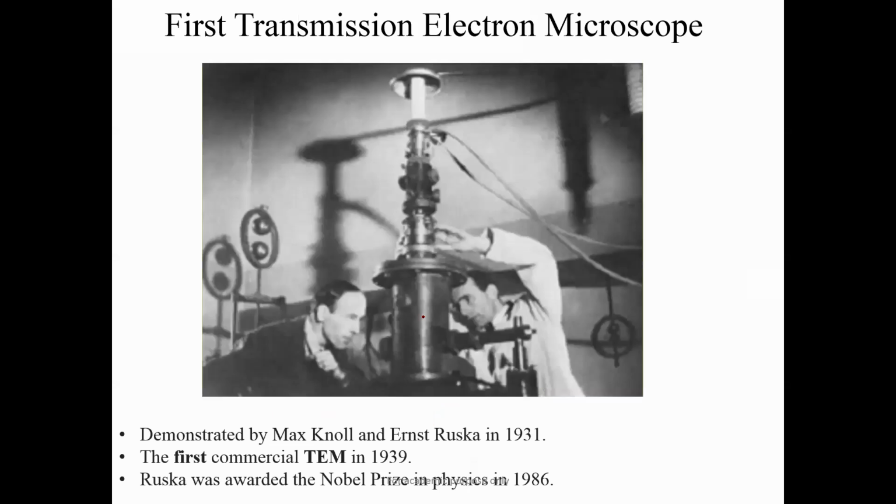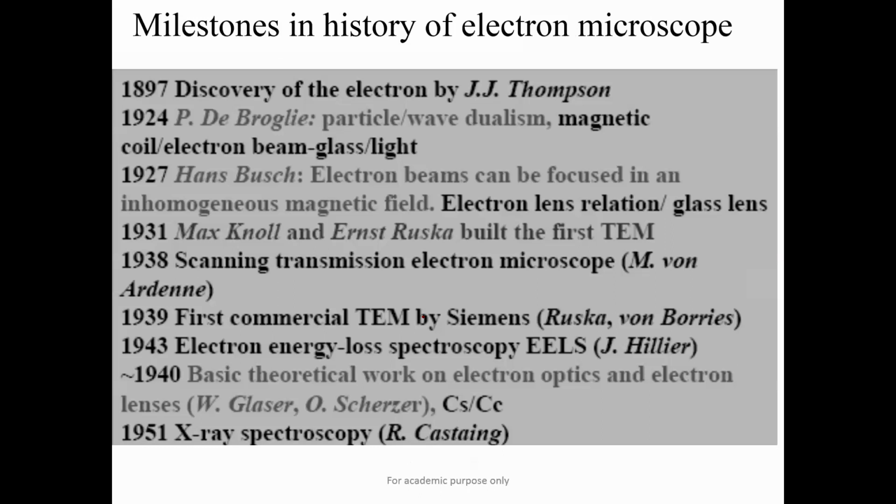So this is the first TEM machine, which was commercially fabricated in 1939 by Knoll and Ruska. Later on they got the Nobel Prize in 1986. So this is the picture of the first TEM machine. As you all know, the discovery of this has a bit of history.